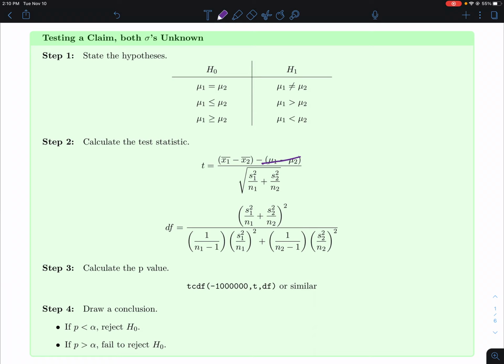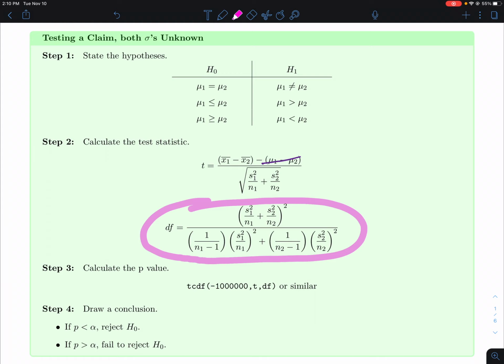Remember with one variable, a lot of the stuff came down to knowing the degrees of freedom, and it was always one less than the total number. So if we sampled 10 people, our degrees of freedom would be 10 minus 1, which was 9. Unfortunately, in this case we've got two different samples, and they don't even necessarily have to be the same size. The way we calculate the degrees of freedom is a lot more complicated. Here's the big massive formula for the degrees of freedom.